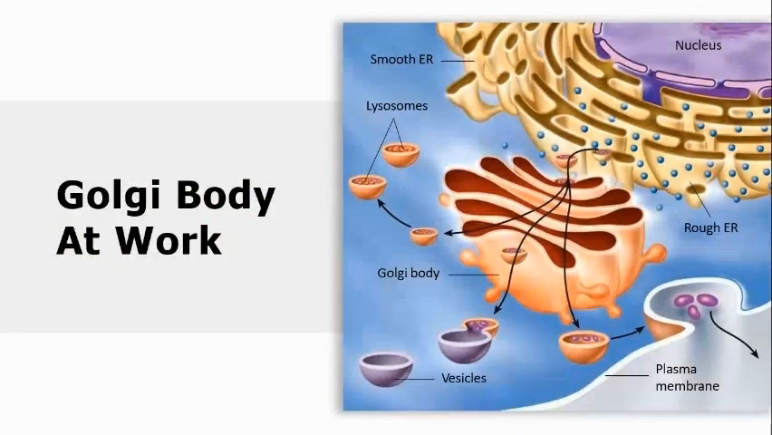So how do Golgi bodies work? The Golgi bodies receive proteins and lipids from the rough ER. Then it modifies some of them, sorts, concentrates, and packs them into sealed droplets called vesicles. The vesicles are then ready for transport to their next destination.